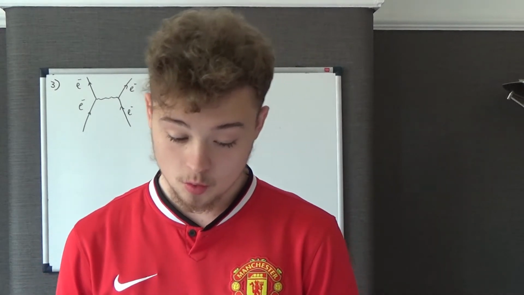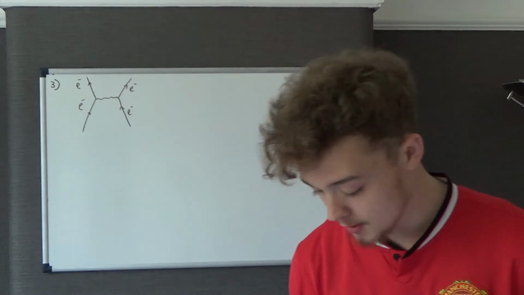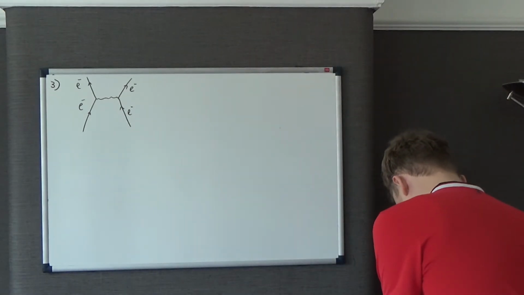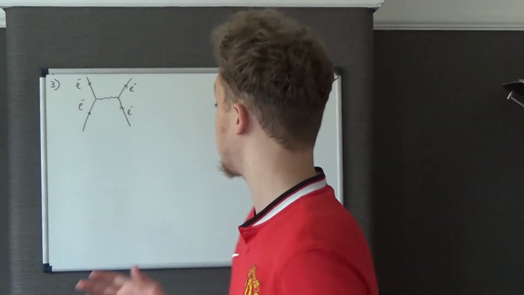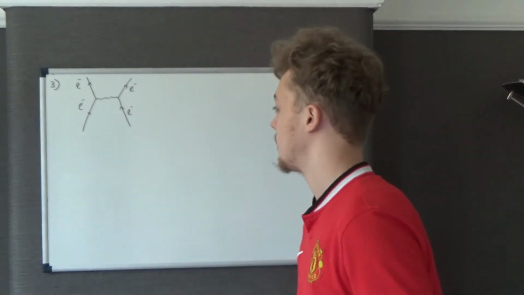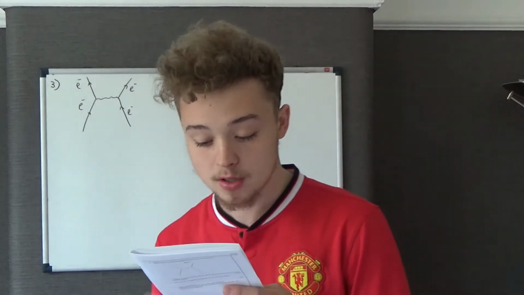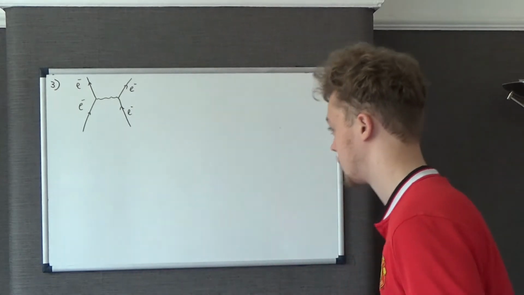Okay, so in this question, I've drawn the diagram on the board for you there. It's a Feynman diagram, and essentially it is an electron and an electron coming together and colliding. For part 3A part 1, it says state the type of interaction involved and name the exchange particle. It's worth 2 marks.